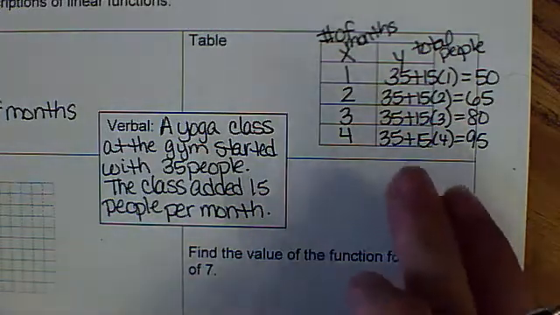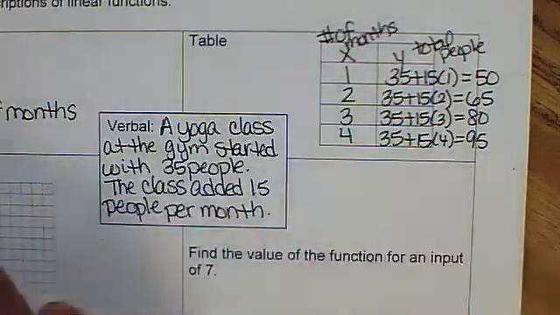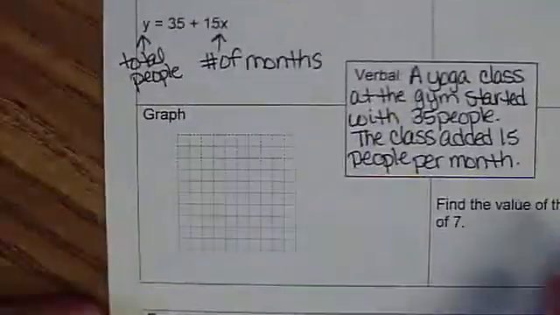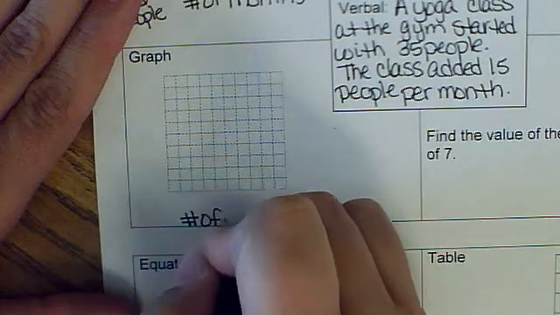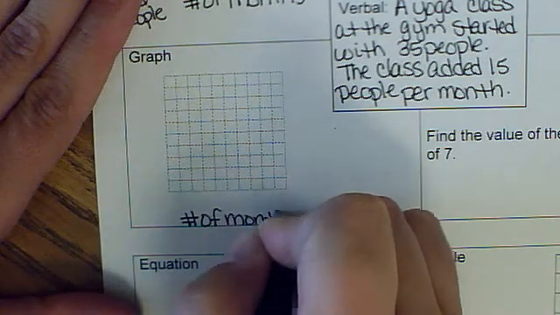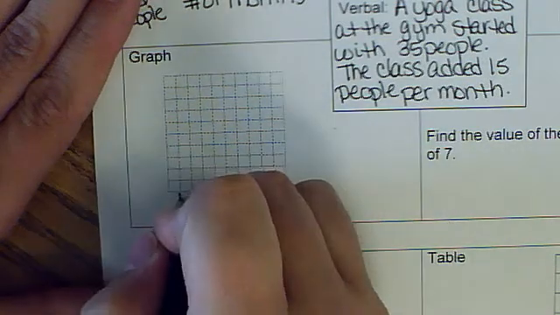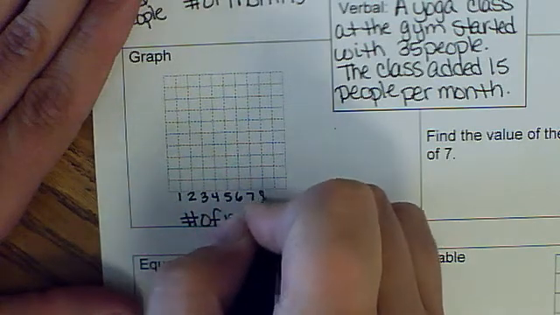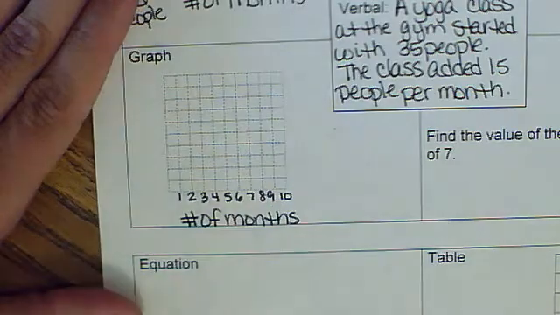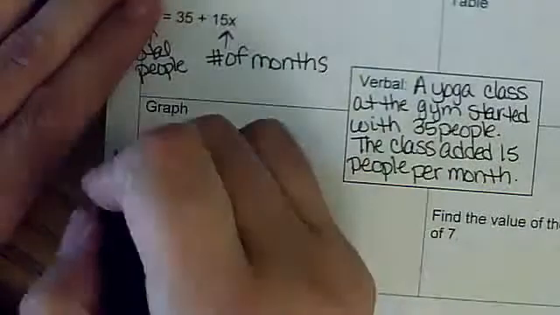Okay. Now we're going to use that table of values to do a graph. So on our graph, this x-axis is going to be the number of months. So we're going to say that's 1 month, 2 months, 3 months, 4 months, 5 months, and so on. Okay? The y-axis has to be the total people.